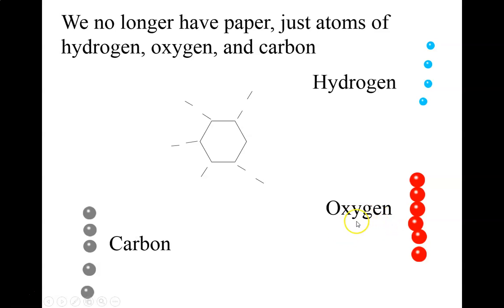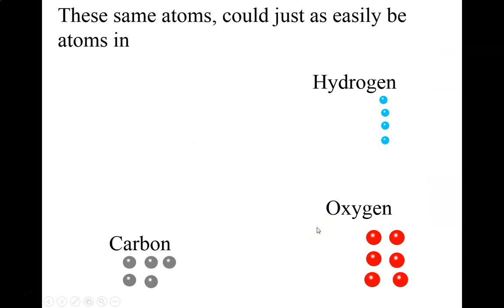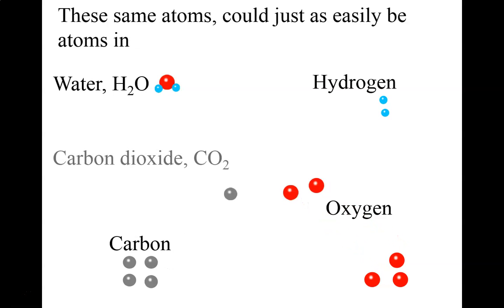Once you separate these into atoms, you no longer have a piece of paper, because these atoms can recombine and form many other different things. For example, I can take two hydrogen atoms and an oxygen atom and get water. I can combine two oxygen atoms and a carbon atom and get carbon dioxide, which is in the breath that you exhale. It's a byproduct of metabolizing food.